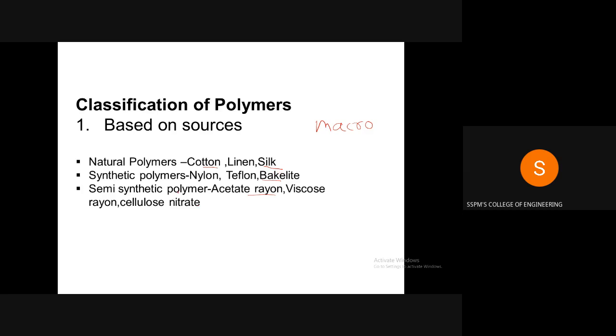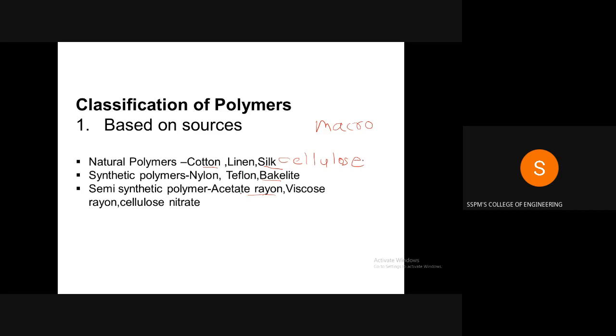Next, semi-synthetic polymer. In semi-synthetic polymer, cellulose nitrate is an example of a semi-synthetic polymer, but only cellulose is an example of a natural polymer. So natural polymer and semi-synthetic are different; cellulose nitrate is one example, cellulose is another example. Both classes are different. Semi-synthetic means what? Here natural polymers are simply modified by chemicals. By chemical modification, we convert natural polymers into semi-synthetic polymers.